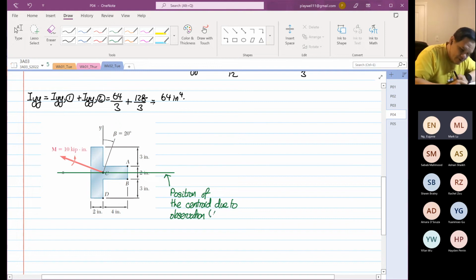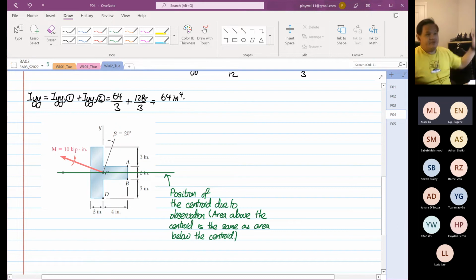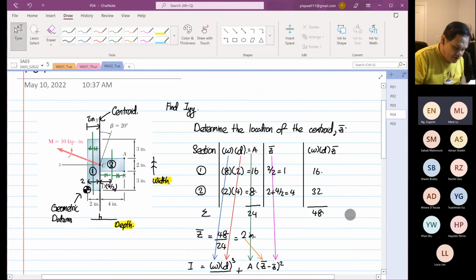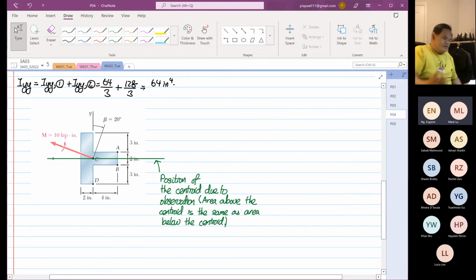Right? So we know that the area above the centroid is the same as the area below the centroid. So this is purely observation. Okay, I don't want you to waste your time doing these steps again. Okay, to find the centroid, it's going to be exactly as I've drawn down there.